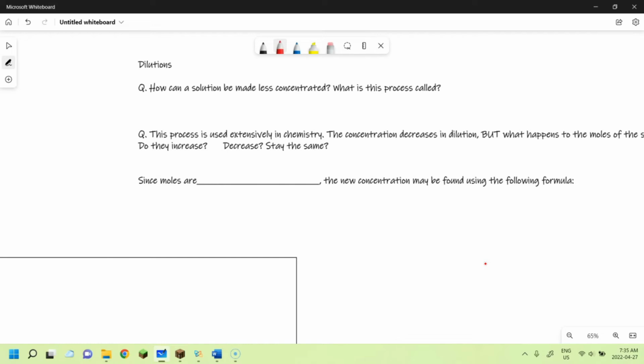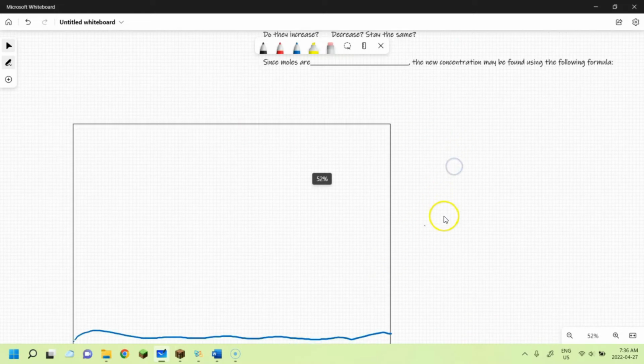If we have a solution and it has a certain concentration, often what we can do is add more solvent. And in the process of adding more solvent, what happens is we decrease its concentration. Okay, so we can add solvent, and this process is called dilution. Well, what happens when we dilute a solution?